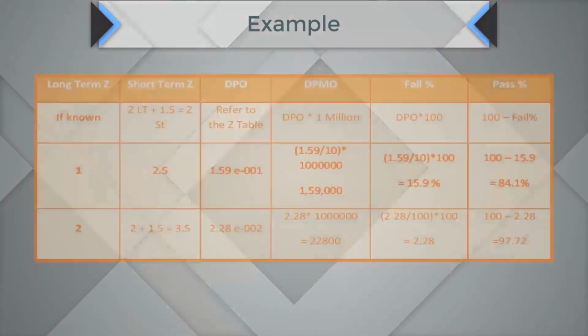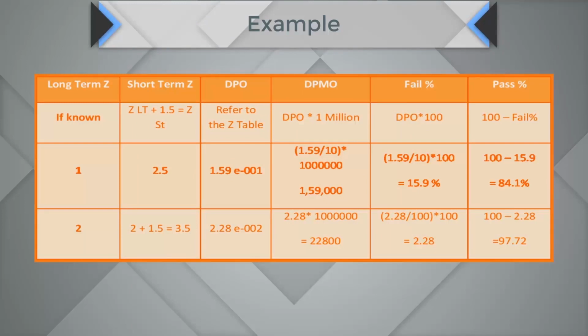It is important for you to draw this grid for yourself. So when you have a Z score, adding 1.5 will give you your short-term score. Looking up the Z table will give you the DPO score. Multiplying DPO with 1,000,000 will give you DPMO. DPO times 100 will give you fail percentage. 100 minus the fail percentage shall give you your pass percentage.